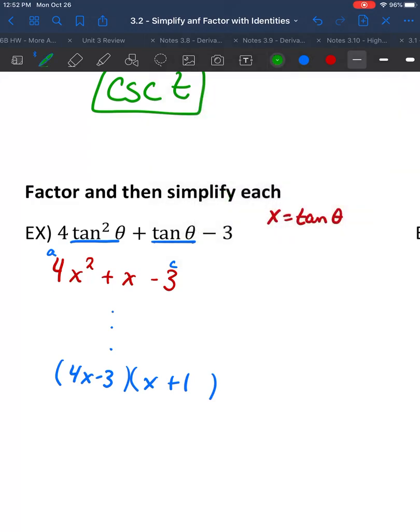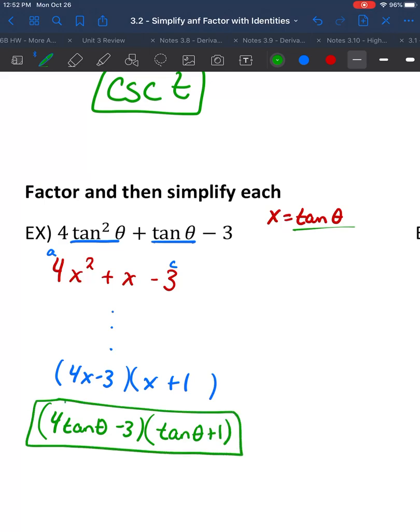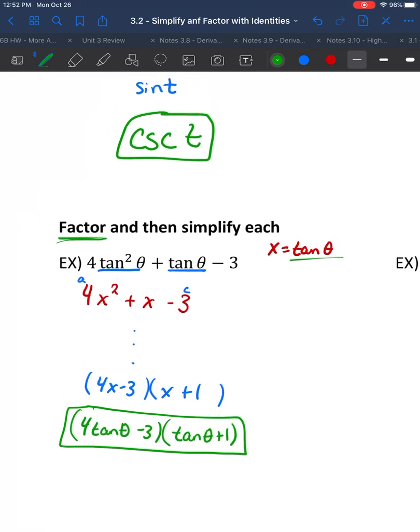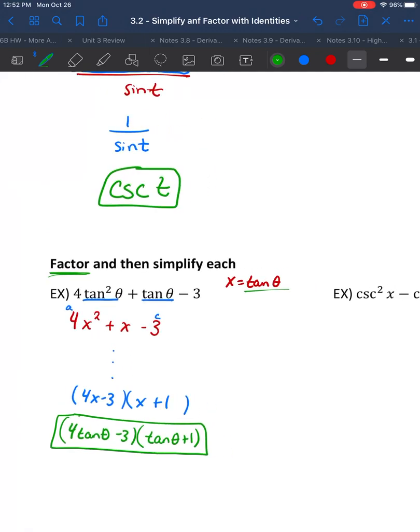However, what was x? X was tangent, so I'm going to switch that back out. So I would get 4 tangent of theta minus 3 is one factor, and tangent of theta plus 1 is the other. Again, I'm stopping with addition and subtraction because all I'm wanting you to do is factor. Okay, so it's a little bit different concept than the first examples.